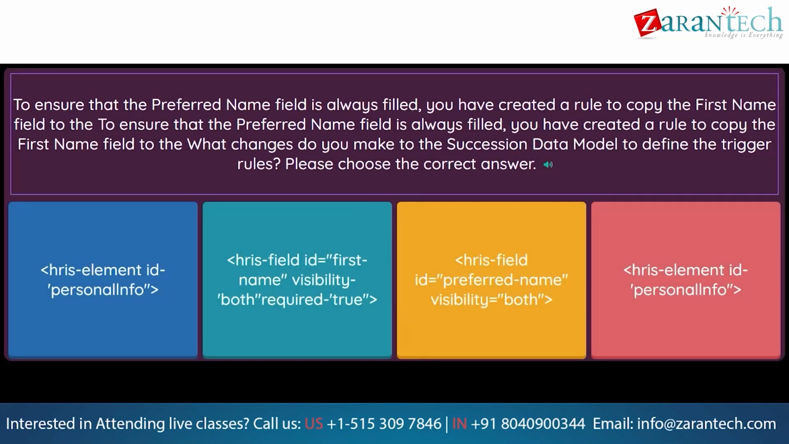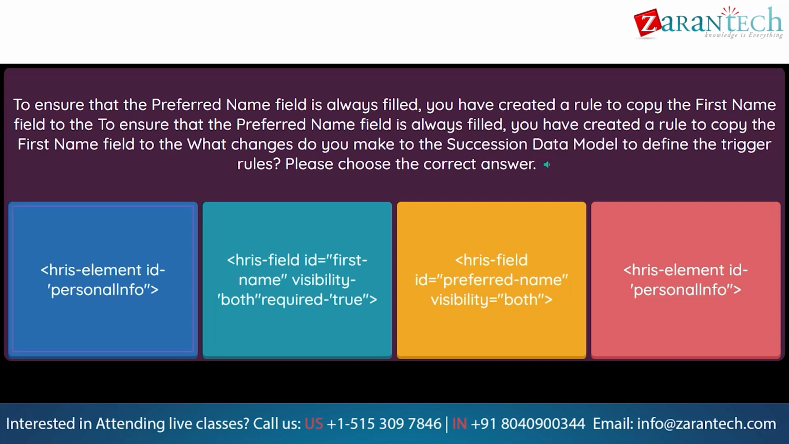Question: to ensure that the preferred name field is always filled, you have created a rule to copy the first name field to the preferred name field. What changes do you make to the succession data model to define the trigger rules? Please choose the correct answer.